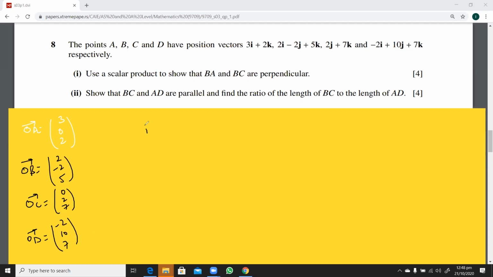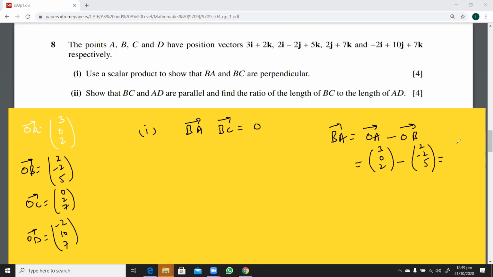It says in the first part, use a scalar product to show that BA and BC are perpendicular. So basically, we have to show that BA dot BC should be equal to 0 if BA and BC are perpendicular. So we need to have BA first of all. So let's find it here. BA is going to be, recall this from your O-level vectors, OA minus OB. Okay, BA is OA minus OB. So OA is 3, 0, 2 and your OB is 2, minus 2, 5.